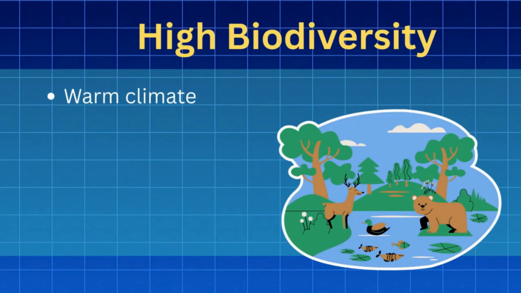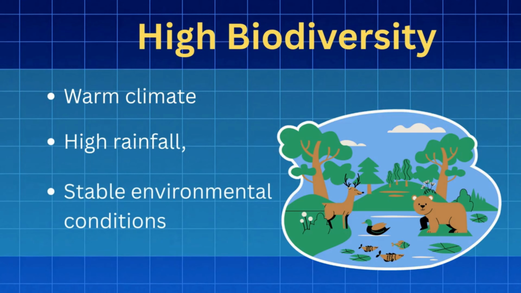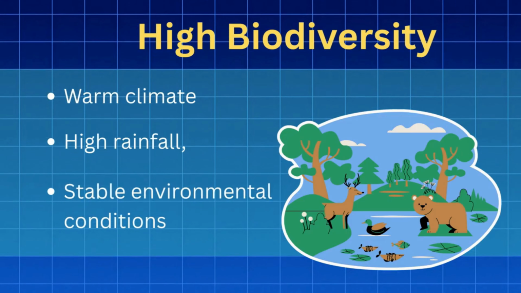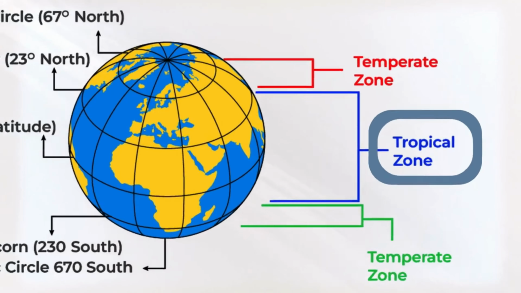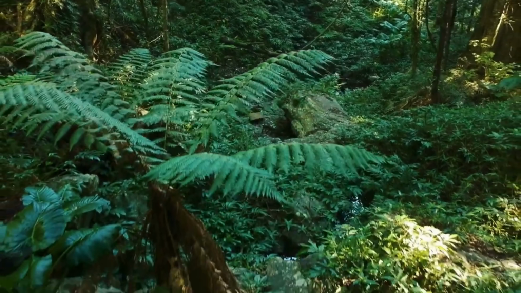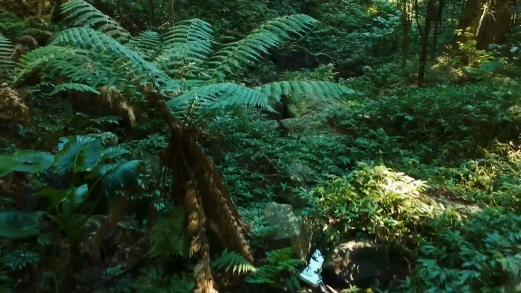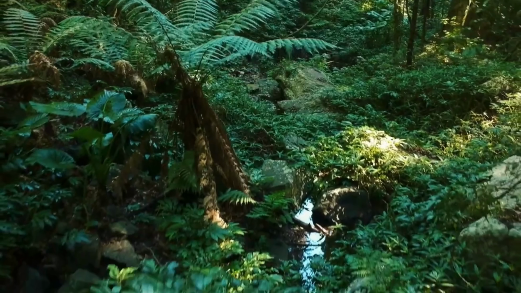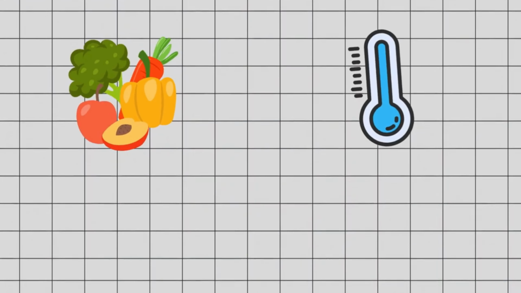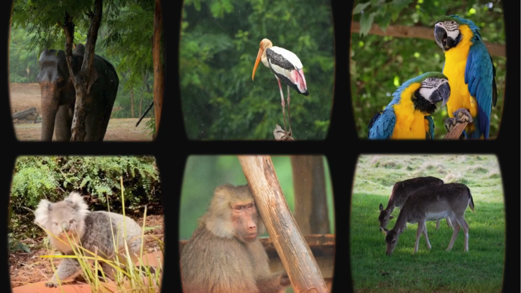Regions with a warm climate, high rainfall, and stable environmental conditions support a wide range of plants and animals. That is why tropical regions, especially tropical rainforests, show the highest biodiversity on Earth. These areas provide abundant food, suitable temperatures, and diverse habitats, allowing many species to survive and evolve.